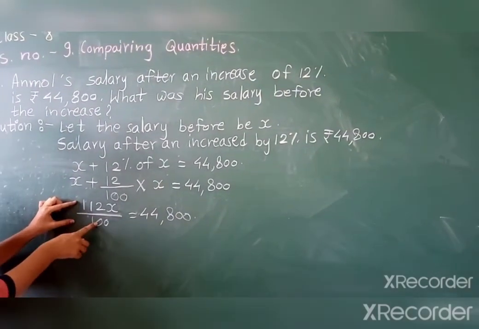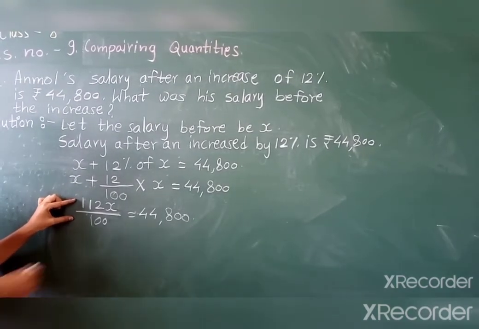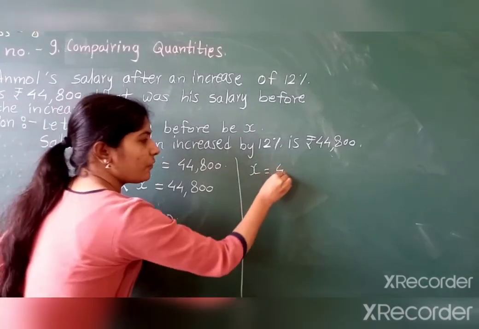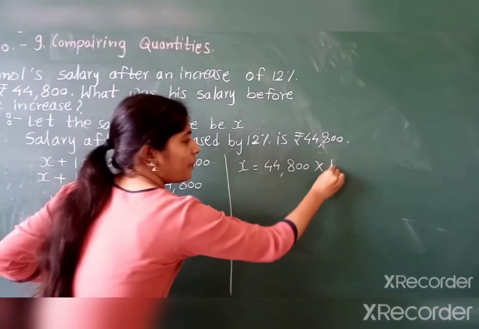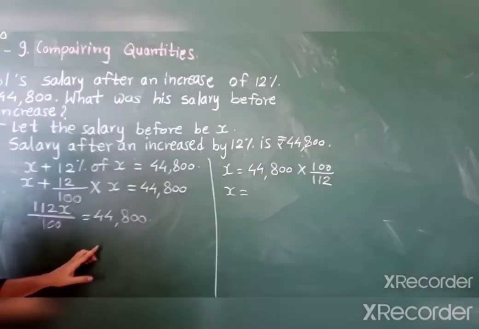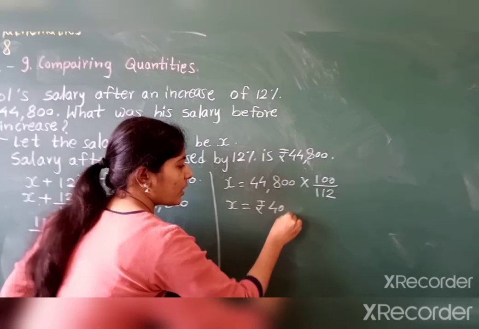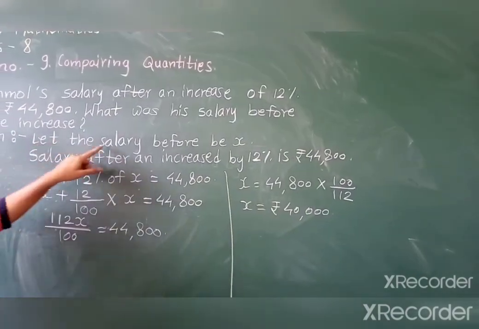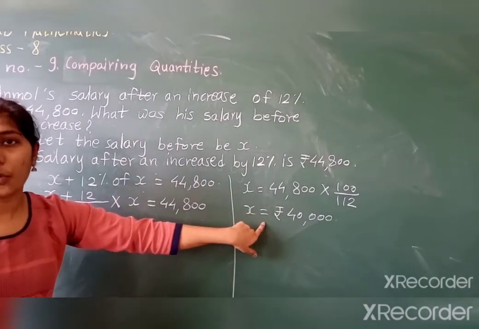Let's simplify this equation. So take this 112 by 100 to the other side. So we have to take its reciprocal. So what is the value of X? X is equal to 44,800 into 100 by 112. And if we simplify this, we get the amount, rupees 40,000. So this is the salary before the increase, that is rupees 40,000.